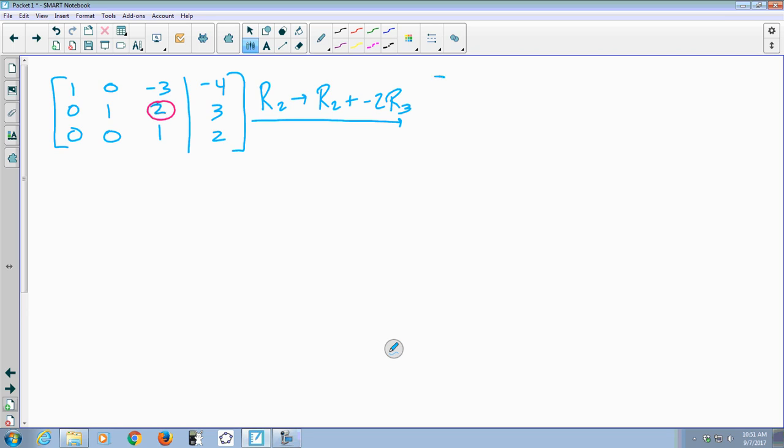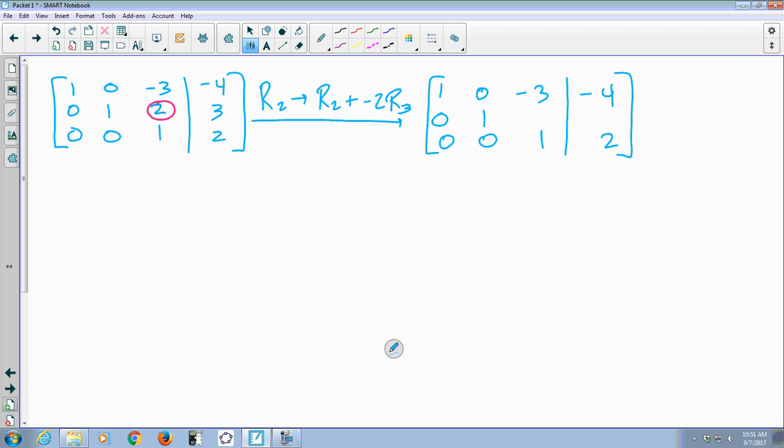So my new matrix, rows 1 and 3 don't change, so I have 1, 0, -3, -4, and 0, 0, 1, 2. Rows 1 and 3 don't change at all. Row 2 is the only one that's getting updated. And if I do -2 times row 3, so -2 times 0 plus 0 is still 0. -2 times 0 plus 1 is still 1.